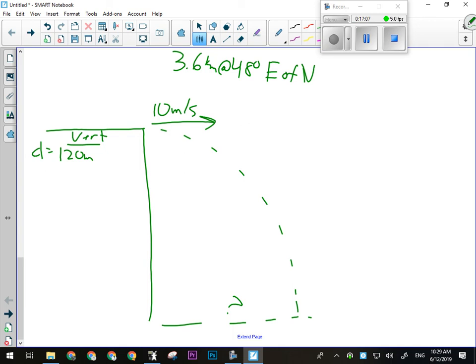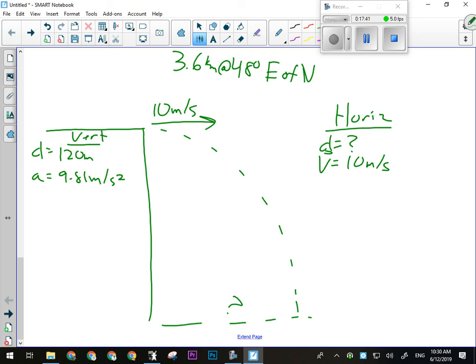Okay, so we break it up into vertical and horizontal components, okay? I'm looking for the horizontal distance. I have the horizontal velocity. Okay, it's 10 meters per second. Vertically, I know the vertical distance or displacement is 120 meters. I know the acceleration is 9.81 meters per second squared. I don't have to make that negative here because it doesn't change direction. It's always down, so I can just use positive for down.